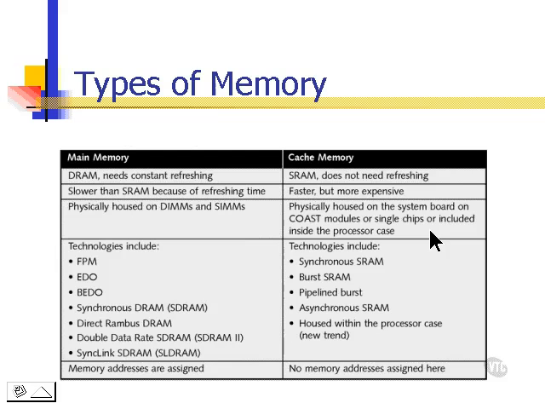Cache memory is physically housed on the system board in either a COAST module, cache on a stick, or in a single chip that's included inside the processor case.